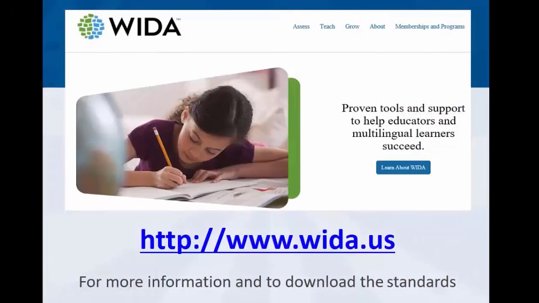You may get to the WIDA website using this address. Remember that the purpose of the Can Do descriptors are to help you in the differentiation of your classroom work. It tells you what a student at different proficiency levels can do. And this should be used as a guide for the expectations that you have of your English language learners.